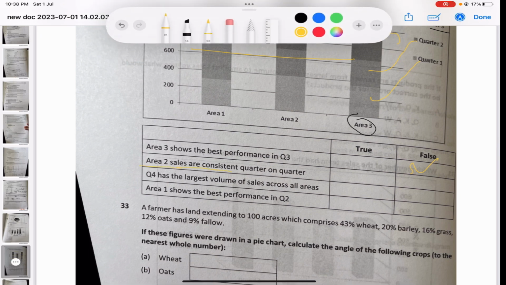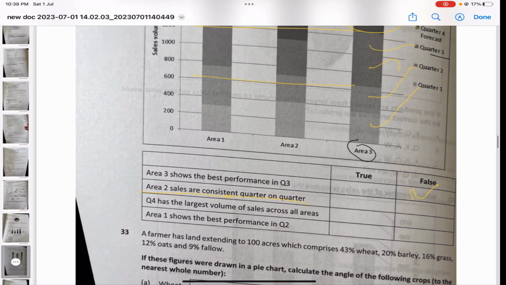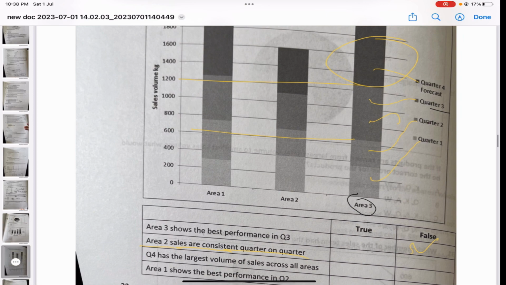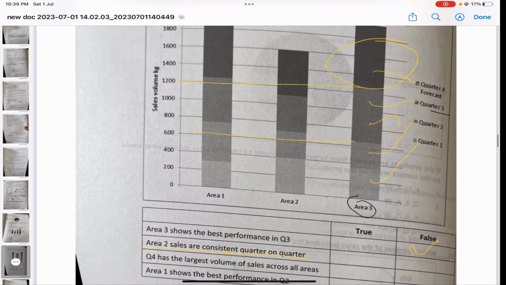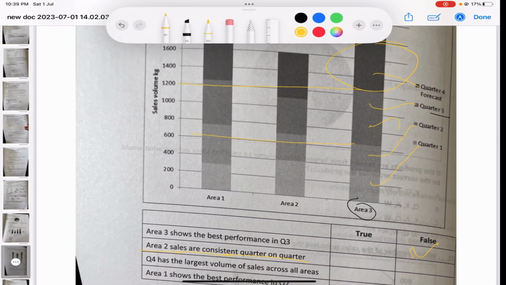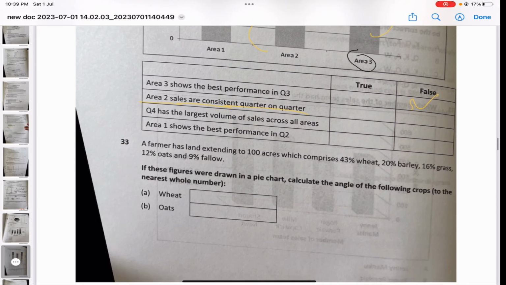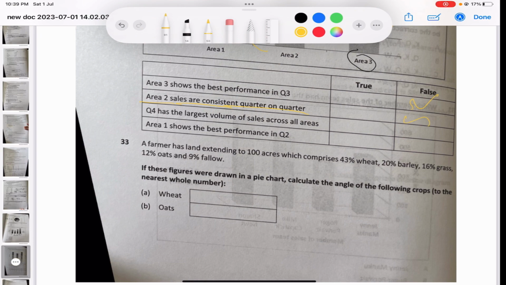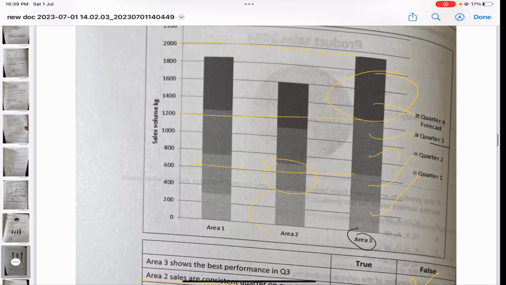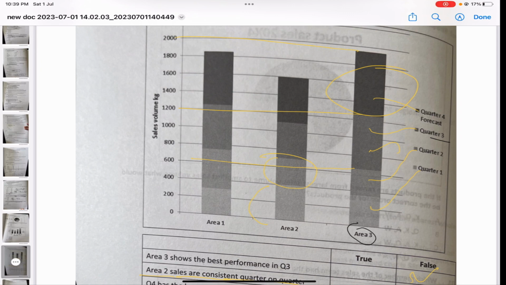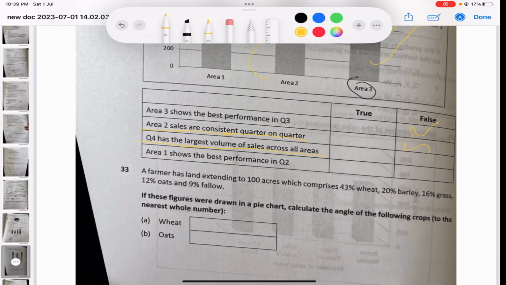Area 2 sales are consistent quarter on quarter. Is that true or false? It is false. Why? Because here this much, here again there is low. So it's different. It is not consistent at all. Quarter 4 has the largest volume of sales across all areas. Quarter 4, quarter 4, quarter 4. Is that true? Yeah. In all of them, the largest sales have taken place in quarter 4 only.